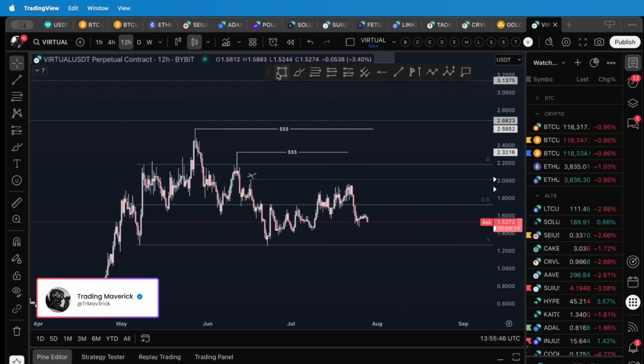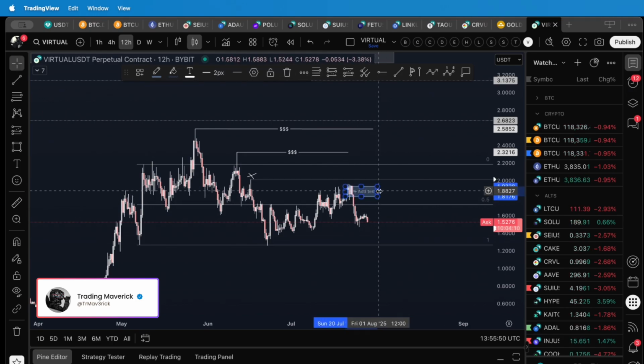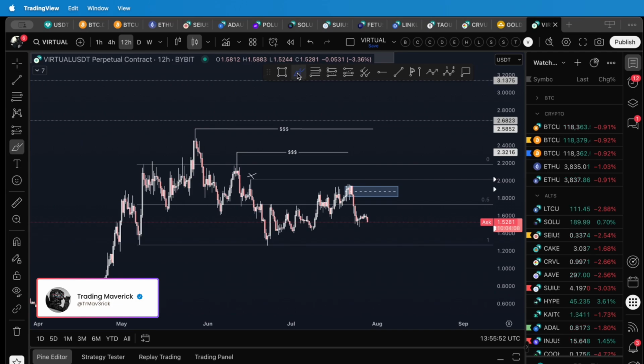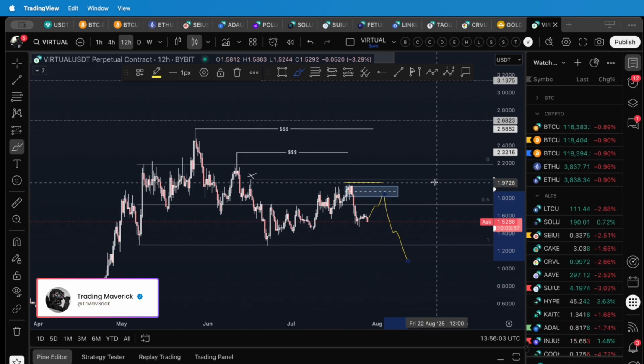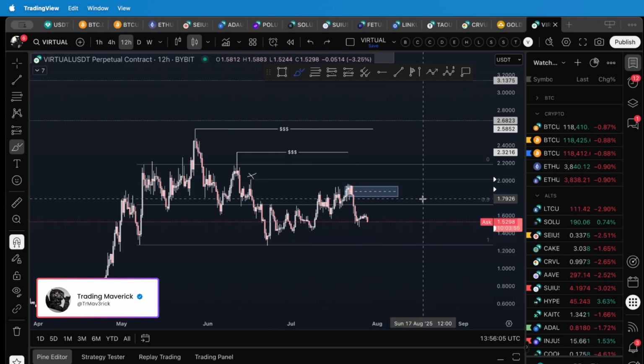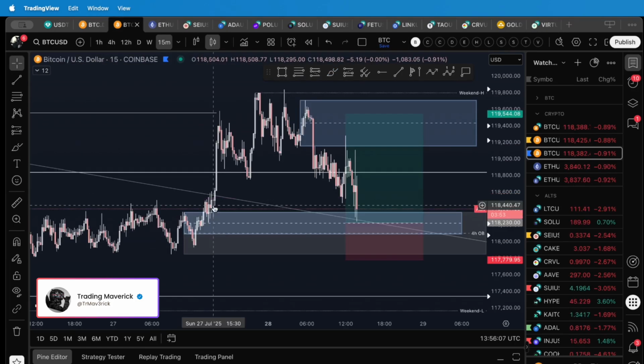And on H12 you have an OB here, so maybe, but I'm not sure what would happen with Bitcoin then. If we get a pump, you can short with a tight stop loss and target the lows, because we keep rejecting the range mid. So yeah, doesn't look too great.